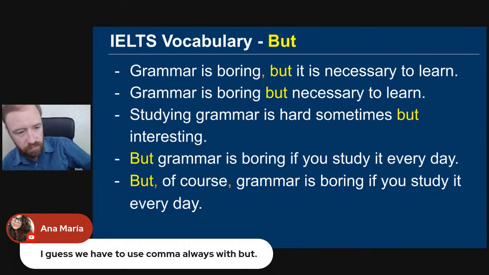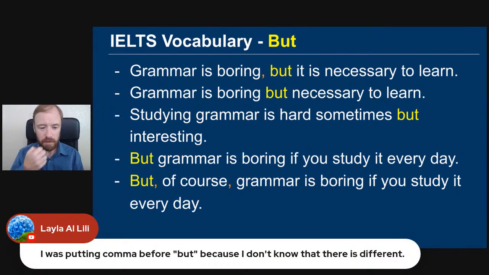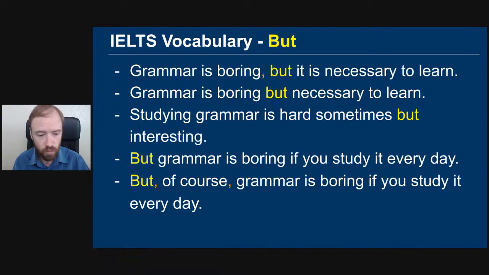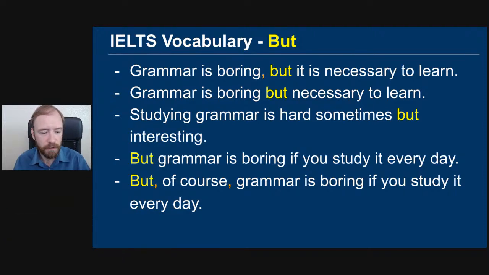Do we have to use a comma always with but? Not always. If you wrote your IELTS essay and you put a comma before but, I don't think they're going to care that much. I often put a comma before but because I don't know that there's a difference, and many native speakers do that. But let's try to improve our writing. Let's get better at writing, so let's know the rules and write better. Again, it's not a critical issue you need to worry about too much. No comma if no subject: I don't want to say that's an absolute rule, but that's a good guide to look at.